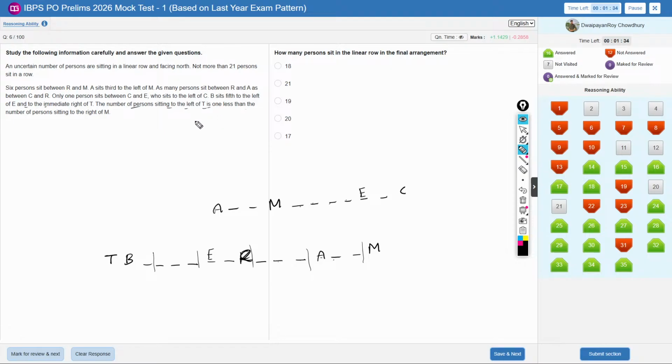Let's see. A sits third to the right of M. As many percent between R and A as between C and R. 1, 2, 3. C here. So here.